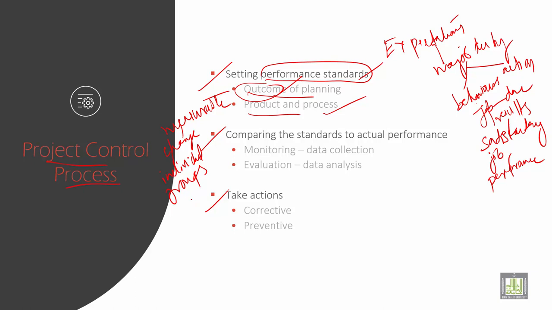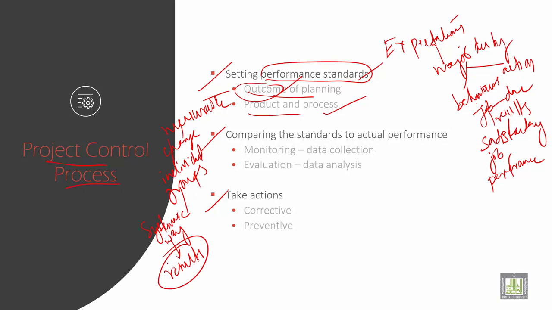So outcome measurement is a systematic way to assess the extent to which a program has achieved the result. It is a systematic way to see the extent to which the results are achieved. Very, very important, the outcome.